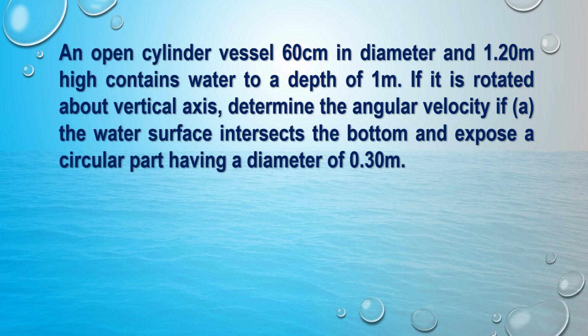An open cylinder vessel 60 centimeter in diameter and 1.2 meter height contains water to a depth of 1 meter. If it is rotated about a vertical axis, determine the angular velocity if the water surface intersects the bottom and exposes a circular part having a diameter of 0.30 meter.